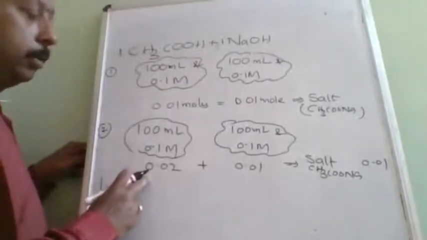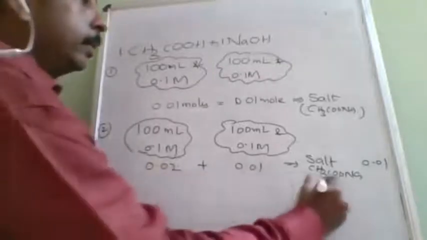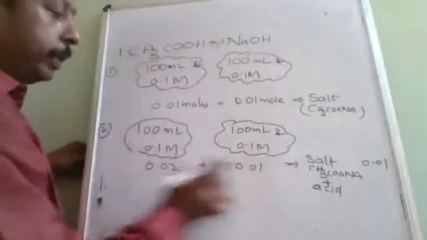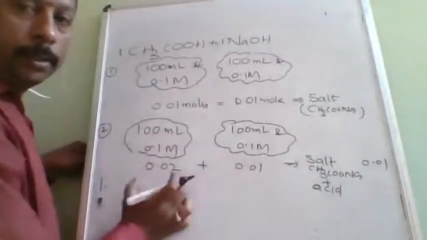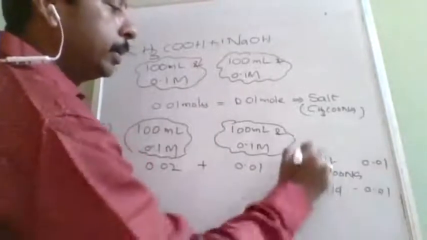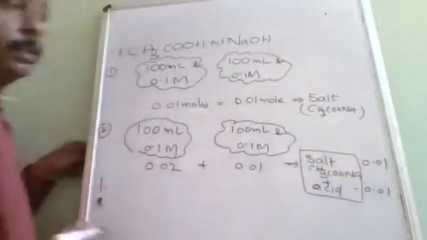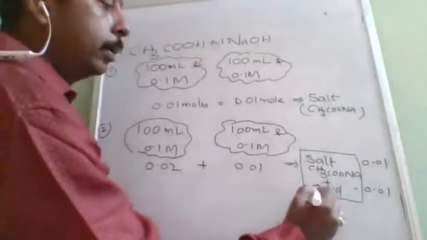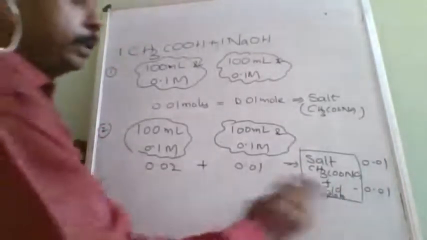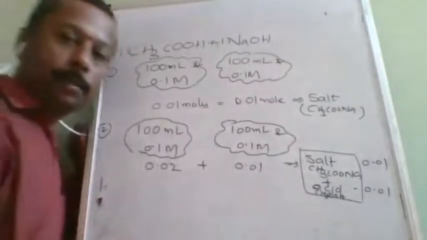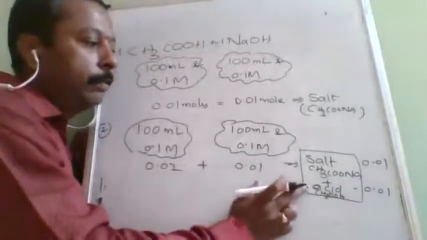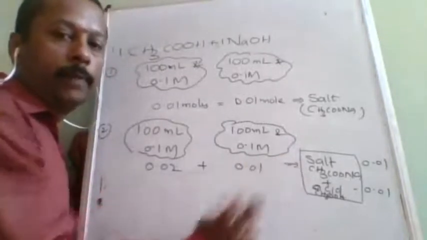The acid is left over in excess. How much? 0.01 of the acid reacted with the base, so 0.01 will still be left over. That means we got two things: salt, and we are left with weak acid also. This is the necessary and sufficient condition for the formation of a buffer. A buffer is said to be formed only when the weak acid and its salt are both collectively available.